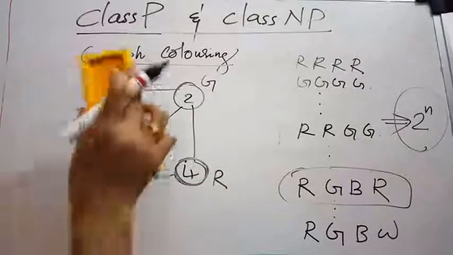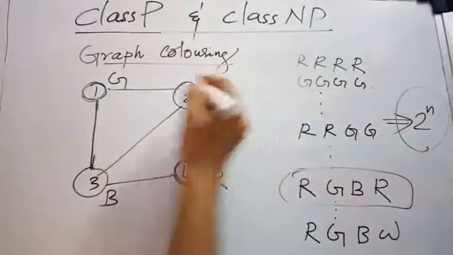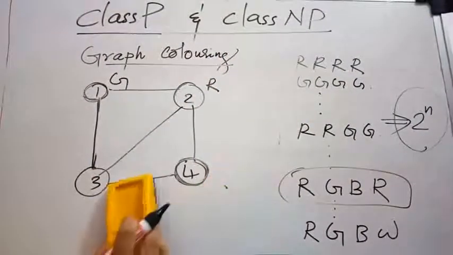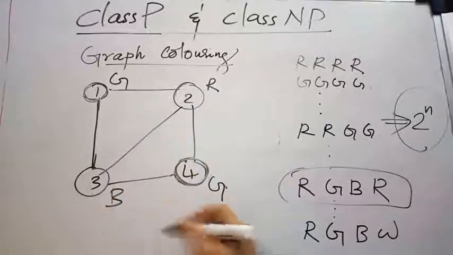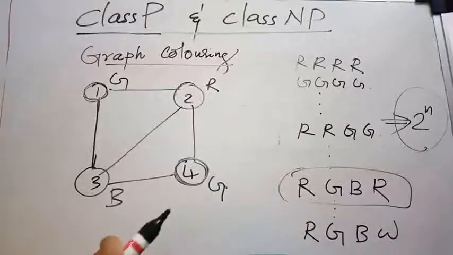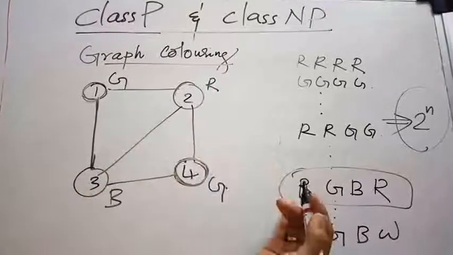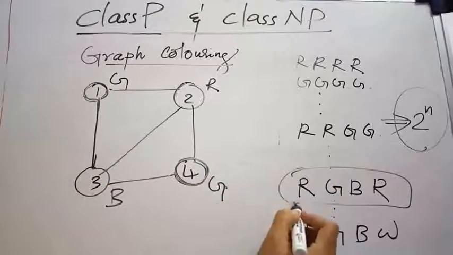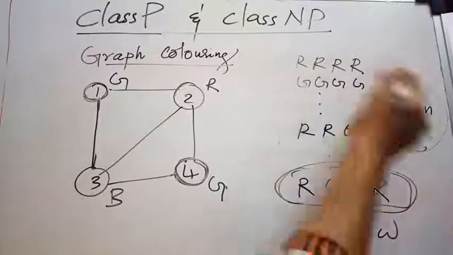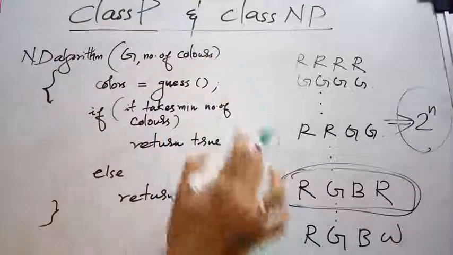But suppose instead of red, we use green here and red here. Again here we use black, and here we use green, right? Again it is a solution. So many solutions are there which provide the minimum number of colors. Okay, so if we have the solution, we have to check whether it is true or false, right or not. But to identify the correct solution, it takes 2 raised to n time. This is a non-deterministic algorithm for graph coloring.